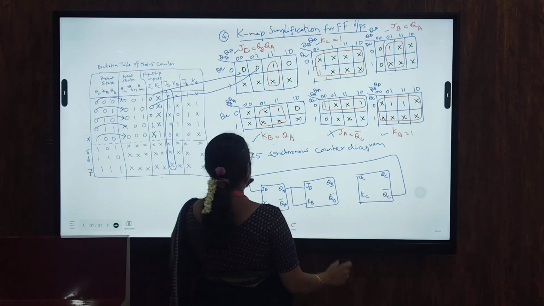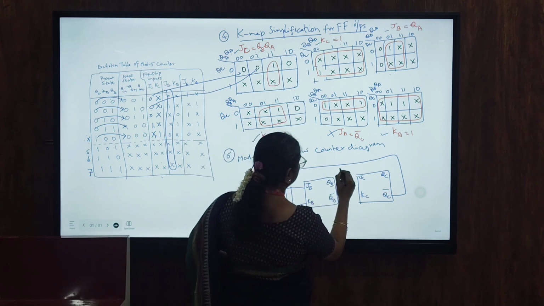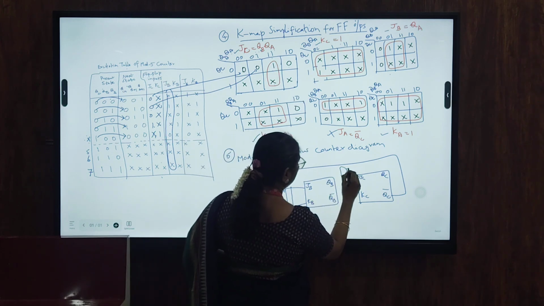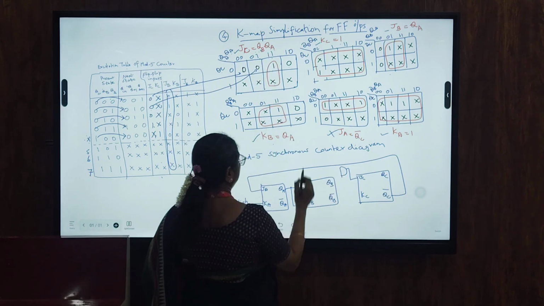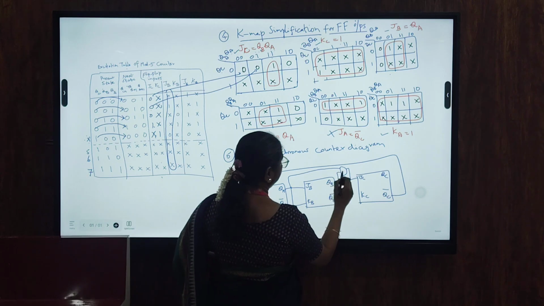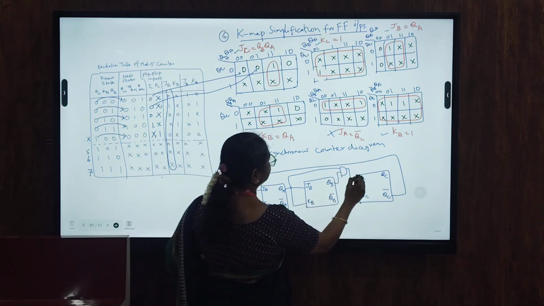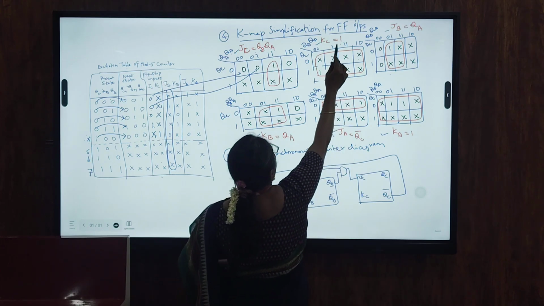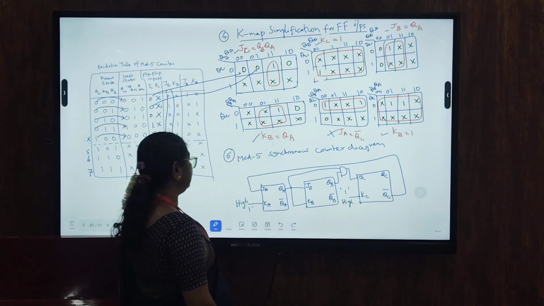Then JC. JC is QB and QA, so you draw an AND gate here. The output of this AND gate is given to JC. The inputs for this AND gate are QB and QA. So from QA you take a connection, and from QB you take another input, and the output is JC. Then KC. KC equals 1, so this is logical 1 or high value. The only thing left out in this diagram is the clock pulse.